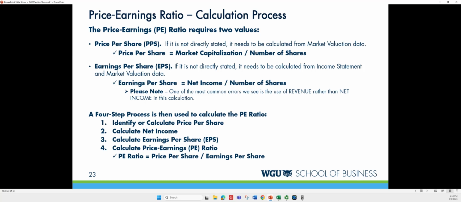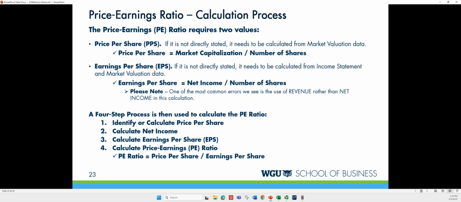And I just want to raise this point because working with students, one of the items we commonly see as an error point in this calculation is some folks use revenue rather than net income. So it's really critical to remember these formulas and use the correct values.